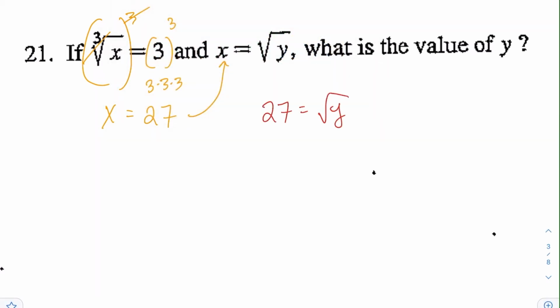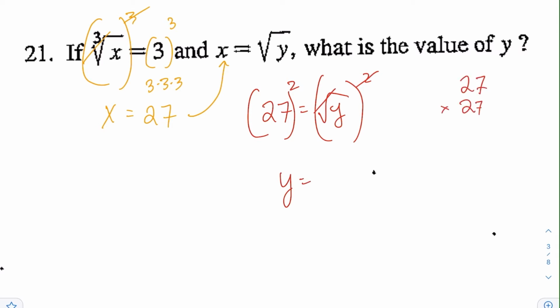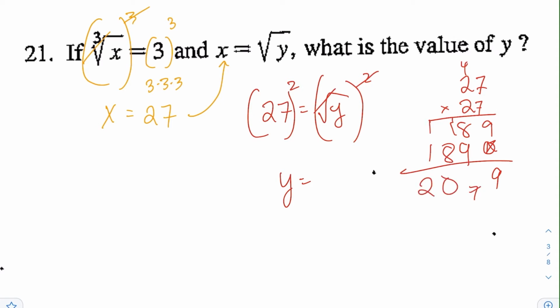To solve for y, you'll need to square both sides. So then y would be equal to 27 times 27. And the answer will be 2079.